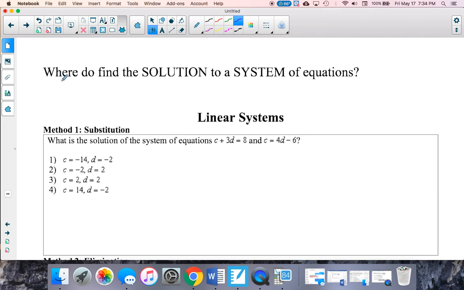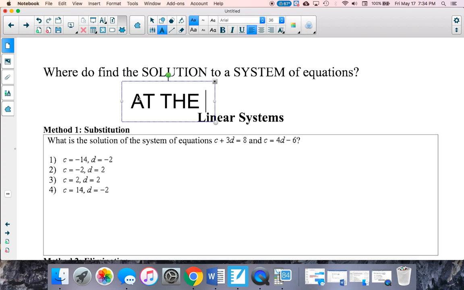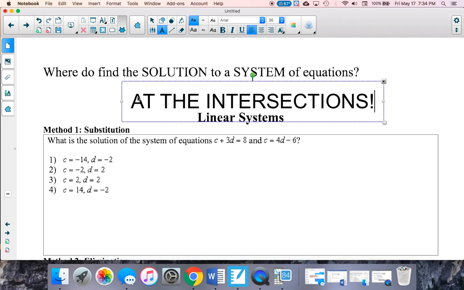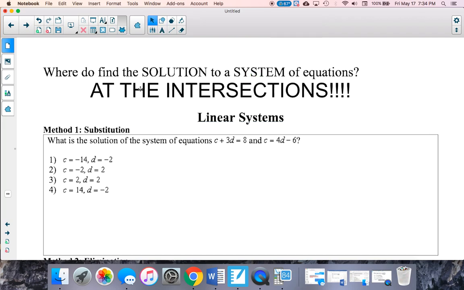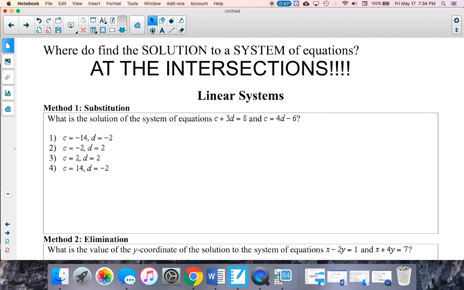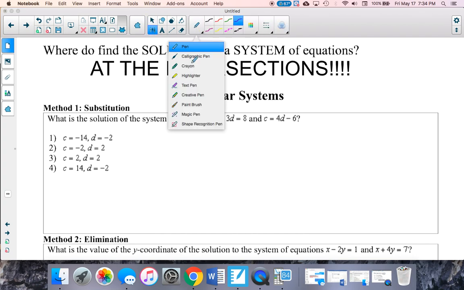Second page, where do we find the solution to a system of equations? At the intersections. A solution to the system of equations is going to be at the intersections. We talk about 3 different ways to solve solutions. The first one is by using substitution. We can only use that when one of our variables is solved for.